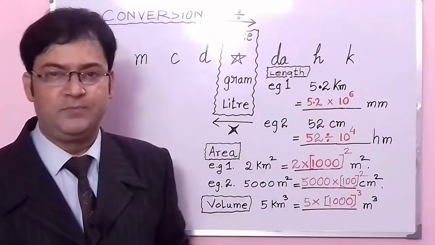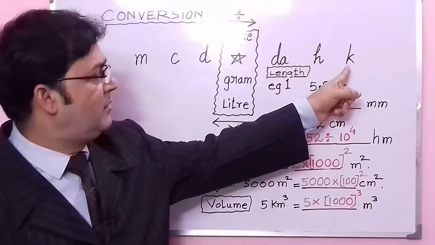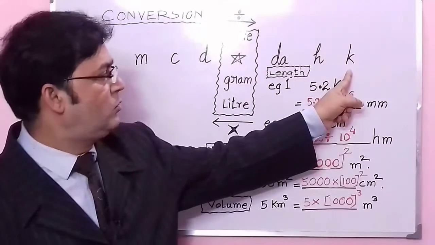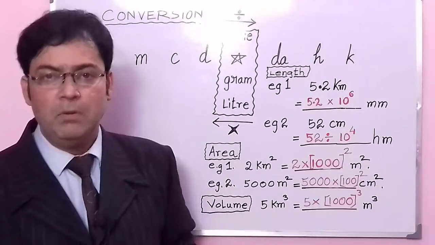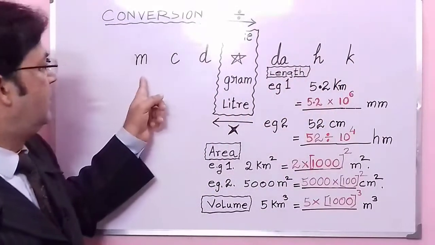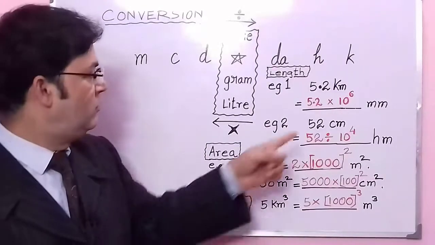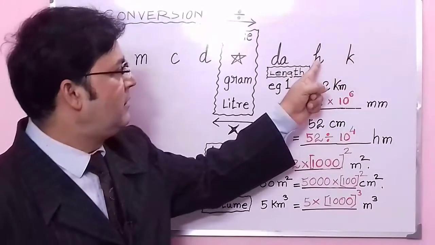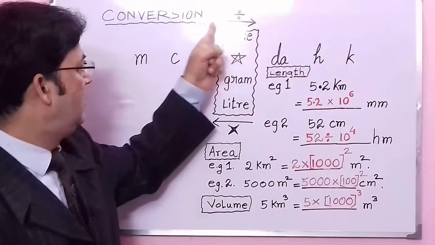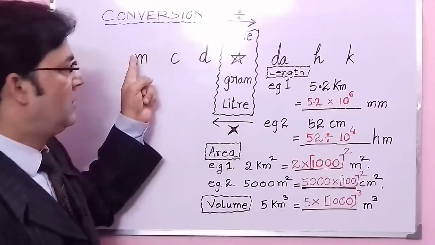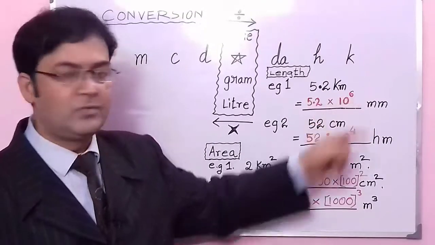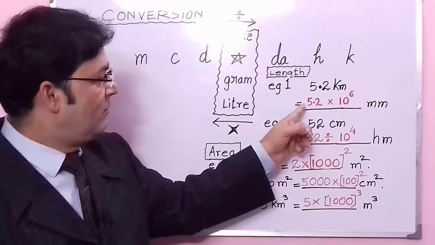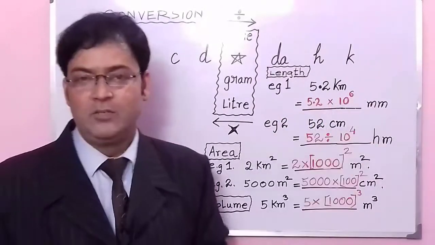5.2 kilometer. Here is kilo. I have taken meter, not gram or liter. 5.2 kilometer, let's convert to millimeter. Here is kilometer, here is millimeter. You have to multiply, we are going in this direction. But multiply with what? 10, 100, 1000, 10,000, 100,000, 1,000,000. That is 10 to the power of 6. You multiply by 10 to the power of 6: 5.2 into 10 to the power of 6 millimeter.